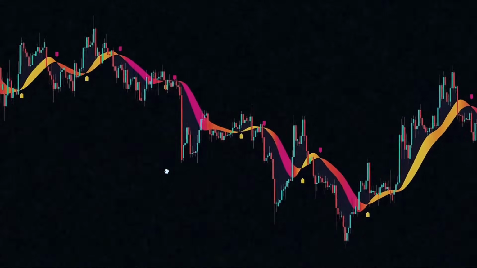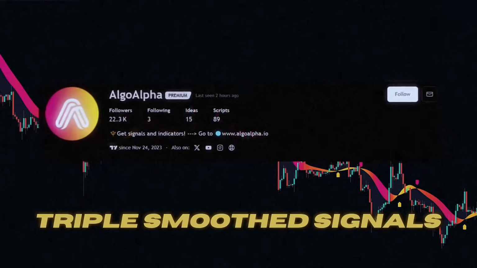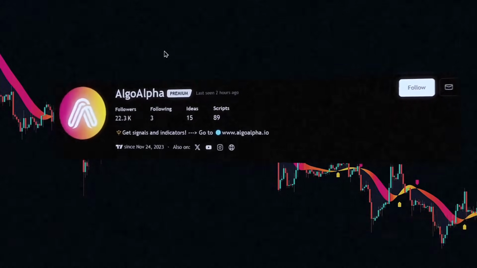Let's dive into a super cool trend indicator called the Triple Smooth Signals by Algo Alpha, my favorite author. Want to add it to your chart?